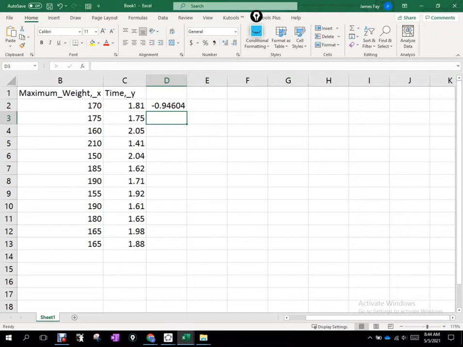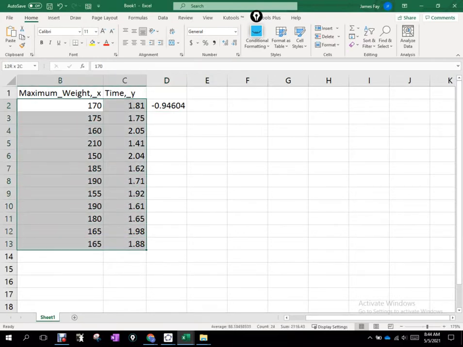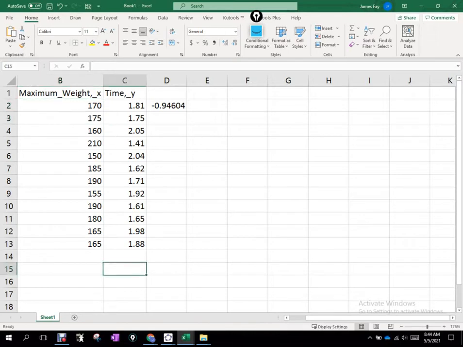Okay, so this number is pretty close to -1, correct? So what would we argue about this? I don't even know the scenario of this data, it says maximum weight and time, but as the weight goes up, what are we seeing that the time is doing? Let me rephrase that, because look at my data values. Are they sorted? Are they in order? No.